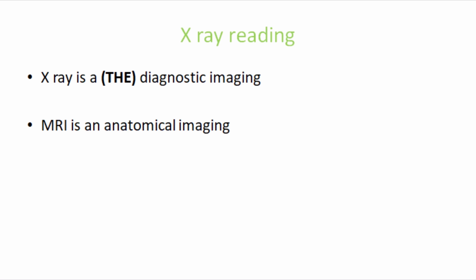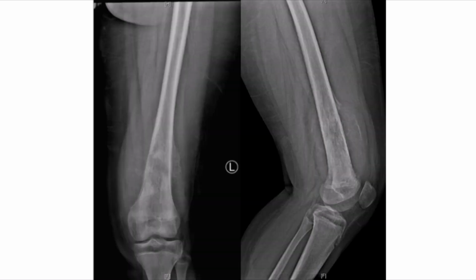For bone tumor, X-ray is the diagnostic imaging and MRI is an anatomical imaging. It is an X-ray which gives you the diagnosis and MRI will substantiate the diagnosis. The non-overlapping information provided by each of them helps us to arrive at a correct diagnosis and plan the surgery. We will understand how to read a radiograph in a systematic manner, which will help us in exams as well. We will take this radiograph for our discussion.